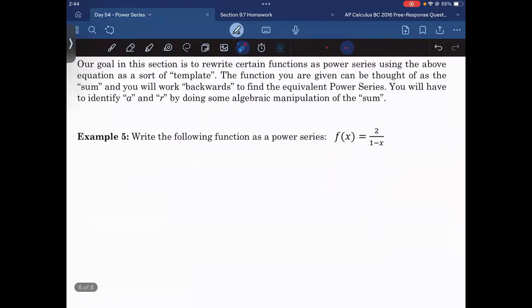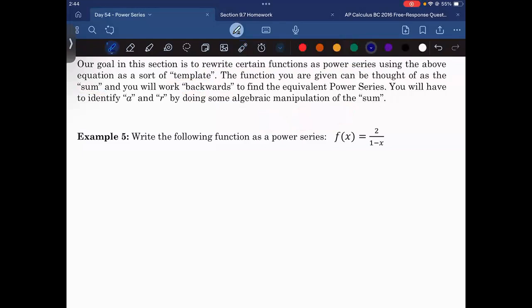Our goal in this section is to rewrite certain functions as power series, using the above equation as a sort of template. The function you are given can be thought of as a sum, and you will work backwards to find the equivalent power series. You're definitely going to see this. I've seen it a few times on FRQs. So we're going to have to do some manipulation.